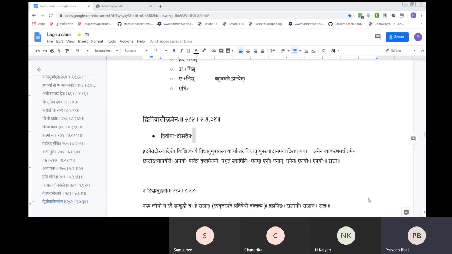Vridhir Adait. Vridhir Adait is the sutra.